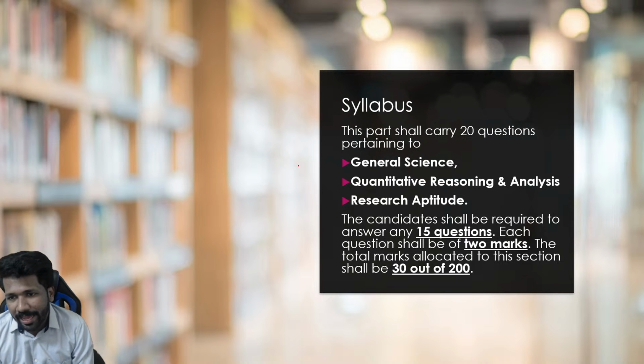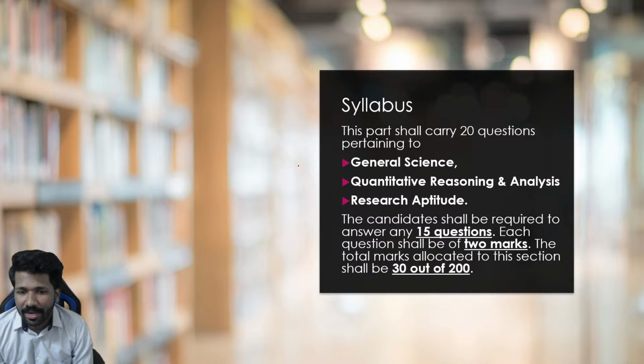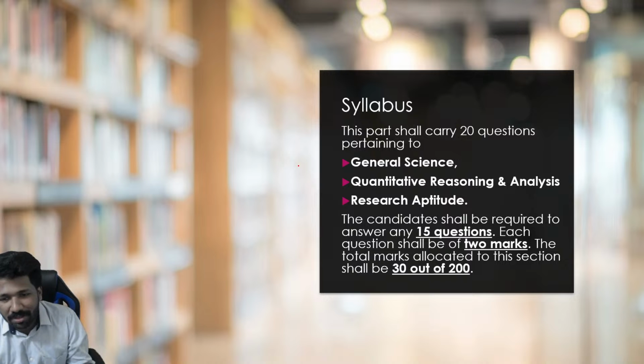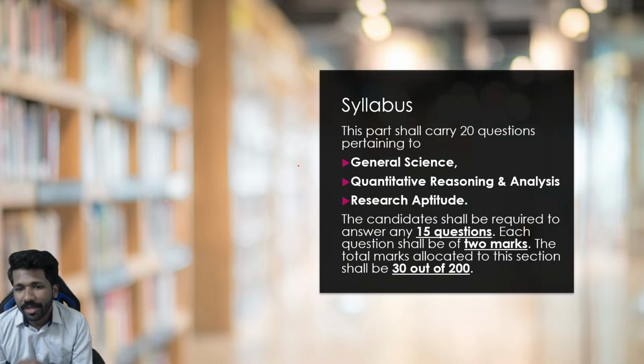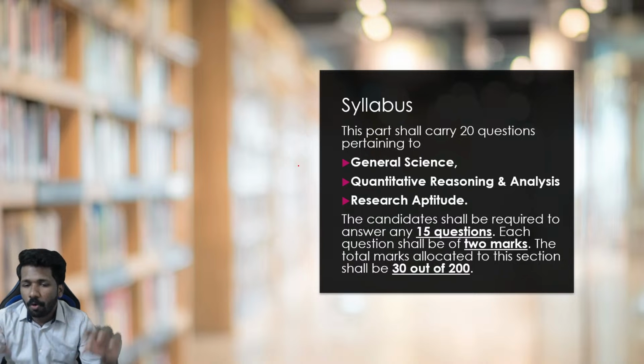This part carry 20 questions pertaining to general science, quantitative reasoning and analysis, research aptitude. लेकिन ये बहुत ही vague syllabus है ना, मतलब इसमें clearly mention नहीं किया है कौन सा chapter learn करना है. That is why I have elaborated the syllabus into 4 units. Major 4 units you should learn.